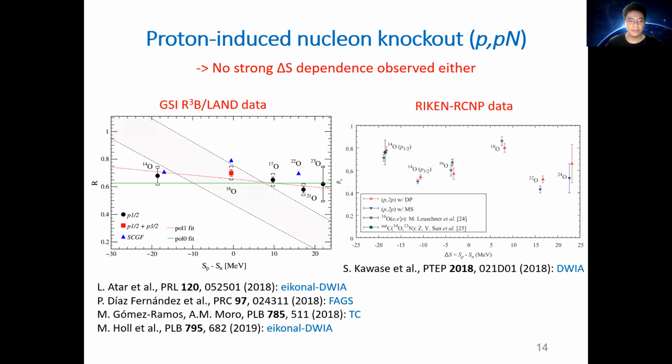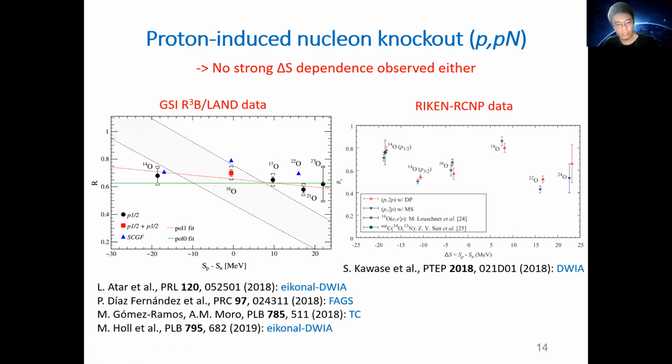Here are some of the very first results of proton-induced nucleon knockout reactions in inverse kinematic measurements with radioactive beams, which have been measured at this moment at two facilities. First is the R3B LAND setup at GSI, and the other is the RIKEN RCNP collaborations in Japan. For these two, you can state that there is no strong delta S dependence observed either. All of the published data I cite here.